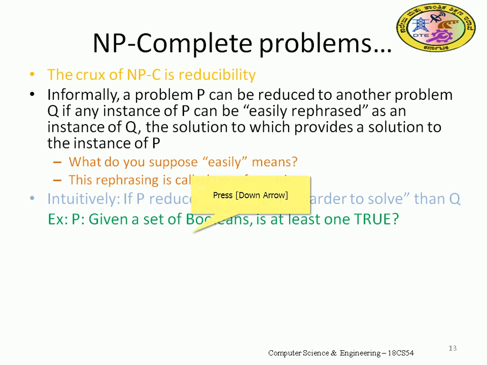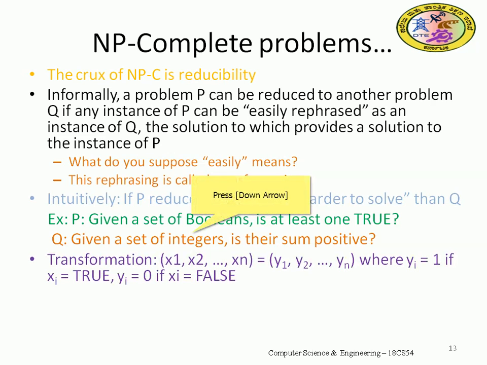So example, p: given a set of booleans, is at least one true? Given a set of integers, is there some positive? Some may be positive, some may be negative, some may be 0, but is there some that is positive? So the transformation takes x1, x2, x3 to xn into y1, y2, y3 to yn, where yi is equal to 1 if xi is true, and yi is equal to 0 if xi is false.